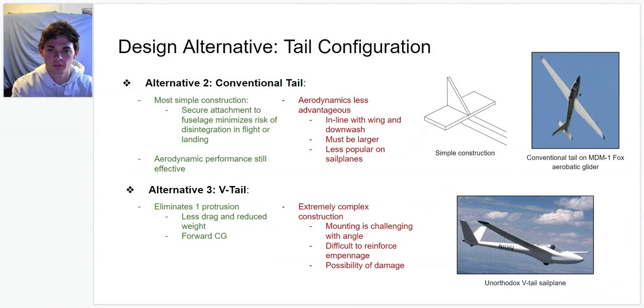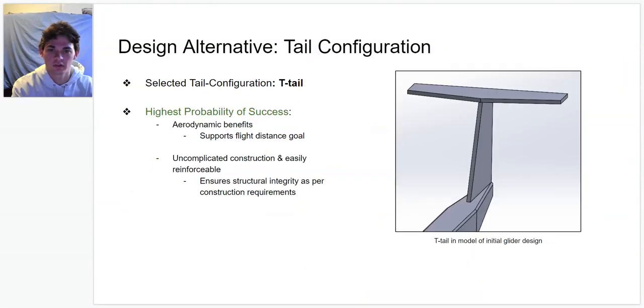The conventional tail provided an even more simple and secure construction, however, it would not benefit from the T-tail's aerodynamics. Finally, the V-tail could reduce drag by eliminating an entire protrusion, but its construction would be extremely complex and potentially weak. Understandably, I selected the T-tail configuration for its aerodynamic advantages and relatively uncomplicated design.